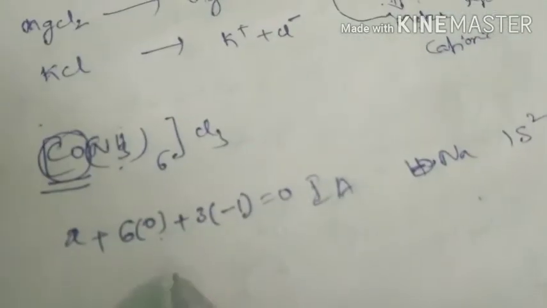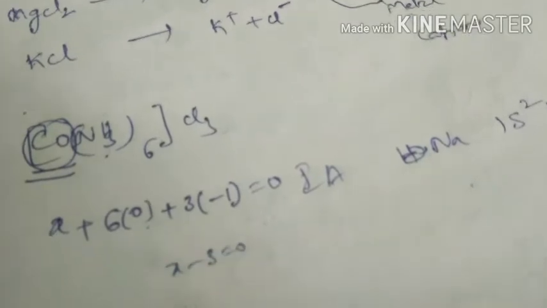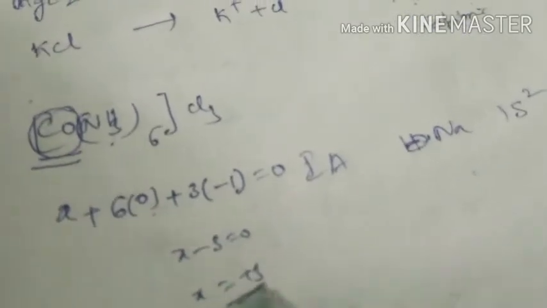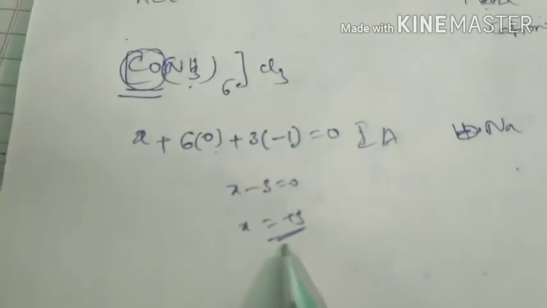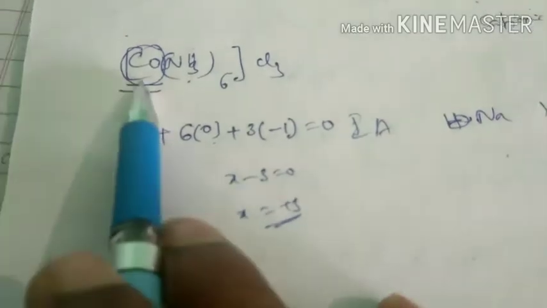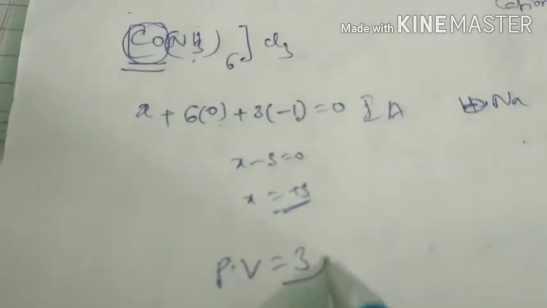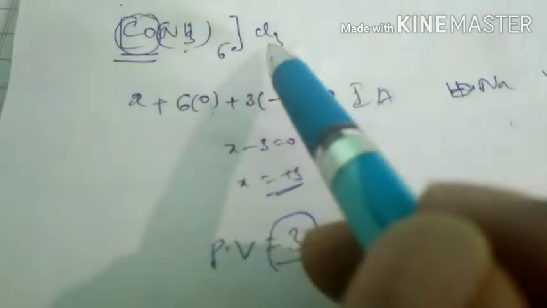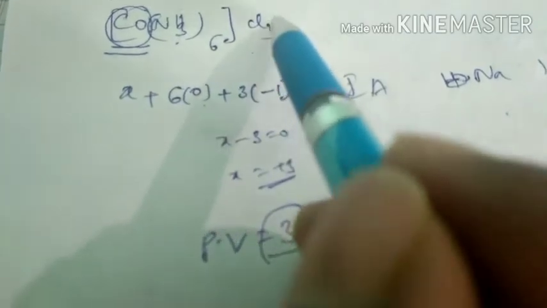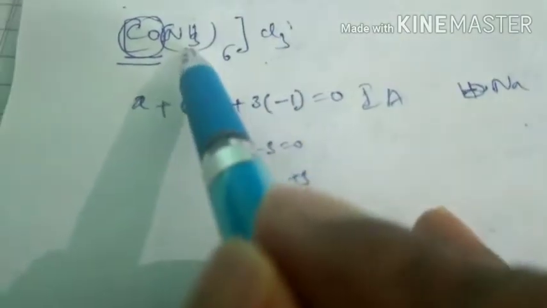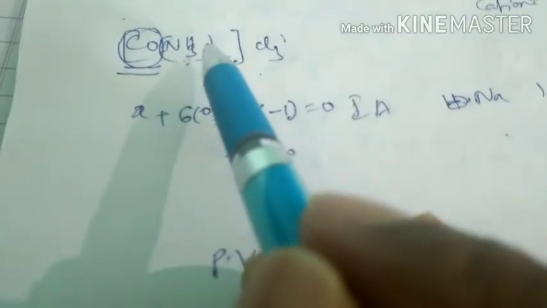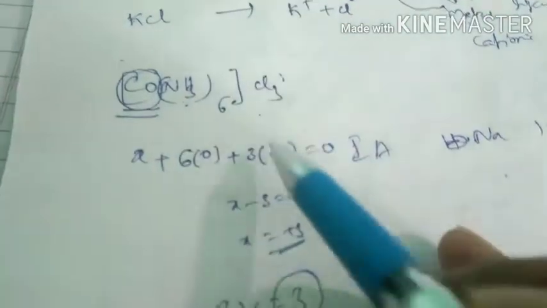So finally x minus 3 equal to 0, x equal to plus 3. This is the oxidation state of cobalt, nothing but primary valency. So in this case primary valency is 3. This primary valency 3 is satisfied by which ions? Negative ions. Here the negative ions are chloride ions. These ammonias are neutral ligands. So these neutral ligands cannot satisfy primary valency. Only negative ions satisfy primary valency.